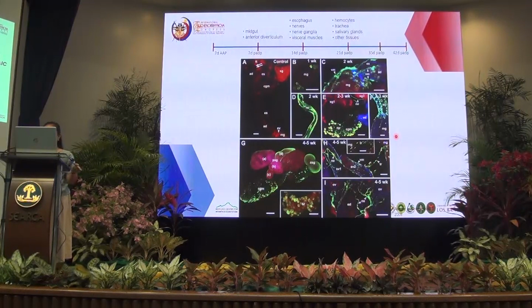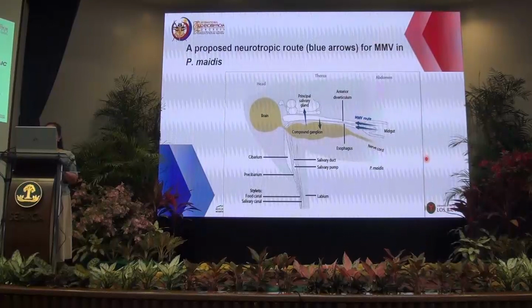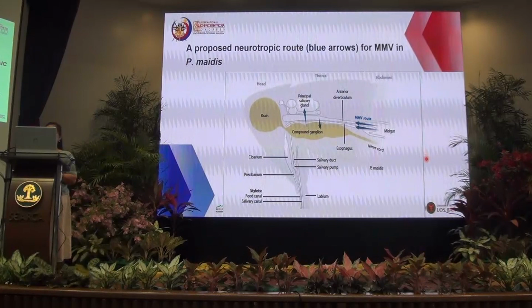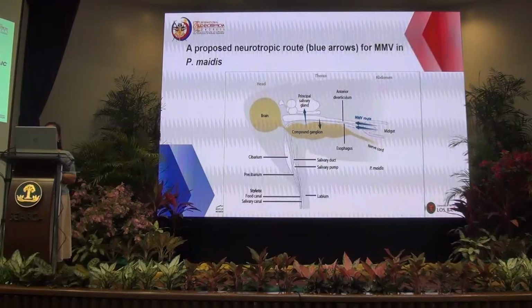Based on this work, since MMV infects or can be seen more in the nerves and the sinus of the insect, we can say that MMV follows the neurotropic route in P. maidis. Following oral acquisition of MMV, the virus moves from the anterior part of the midgut to the anterior diverticulum and the esophagus, and from this to the compound ganglion, then through nerves to the principal salivary glands.